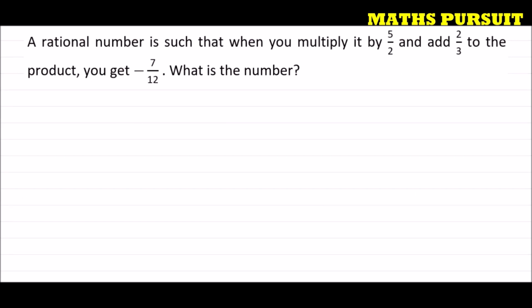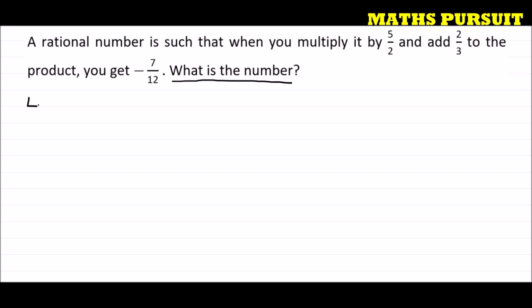The question is telling us about a rational number. A rational number is such that when you multiply it by 5 by 2 and add 2 upon 3 to the product, you get minus 7 upon 12. What is the number, or what is the rational number? So guys, we do not know the number.